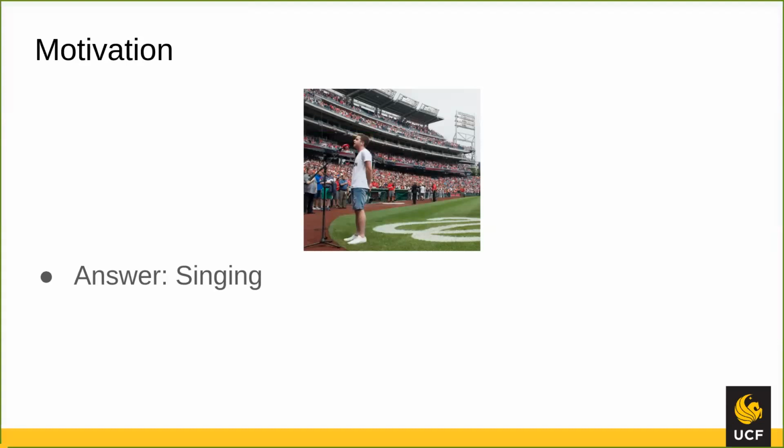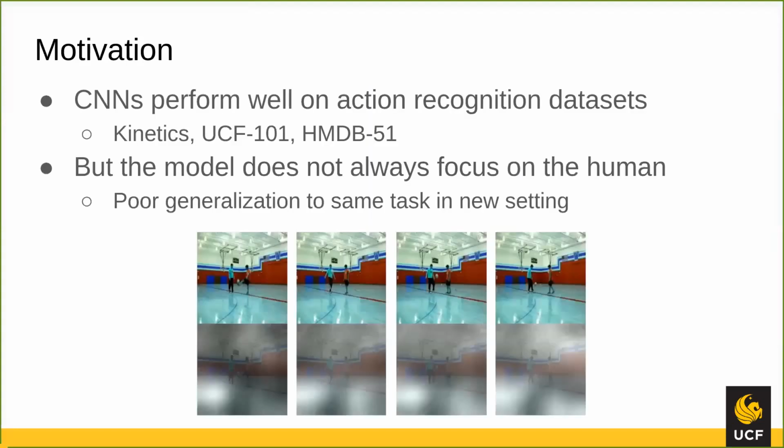This is what the authors noticed: by looking at the background, the model tends to misclassify because it's focusing its attention on the scene rather than on the human. To perform action recognition, you need to be able to look at the human. Scene-based models have been shown to perform well on a variety of action recognition data sets and action understanding tasks. So there's Kinetics, UCF 101, human motion database. But unfortunately, these models don't always focus on the human, which can lead to poor generalization to the same task in a new setting and poor generalization to other human-related tasks.